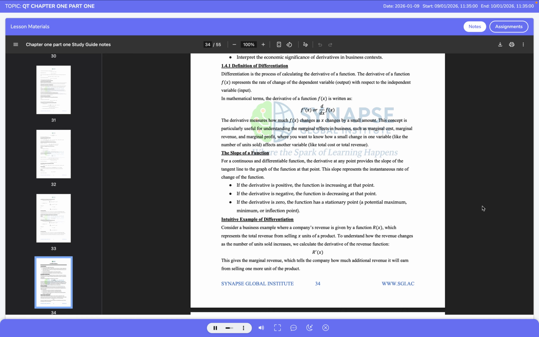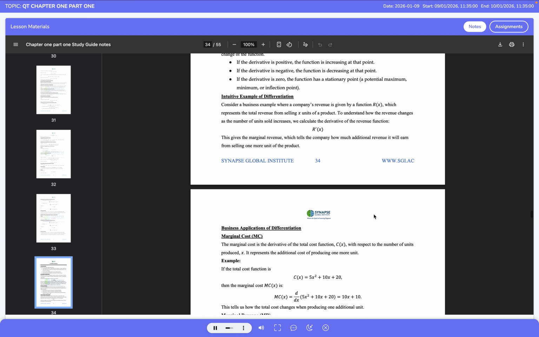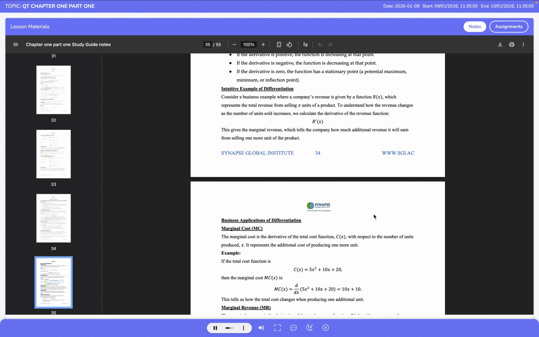To understand differentiation intuitively, consider a company whose total revenue is given by a function R(x), where x represents the number of units sold. If we want to know how revenue changes as sales increase, we calculate the derivative of the revenue function. The resulting expression, R'(x), is the marginal revenue. This tells the firm how much extra revenue it earns from selling one additional unit of output.